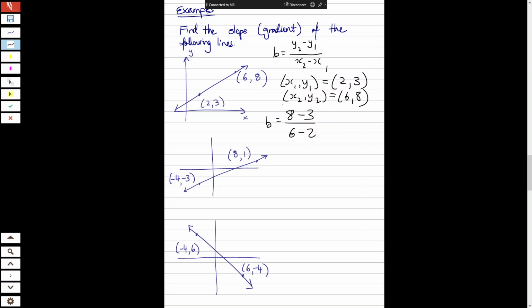Fire away, Ben. What's the question? Am I correct by saying it's 8 minus 3 over 6 minus 2? You're correct. What were we saying about the negative fraction? Don't write what I'm writing now. This is an error. That would make it negative 4. So you've got to use the coordinates together.